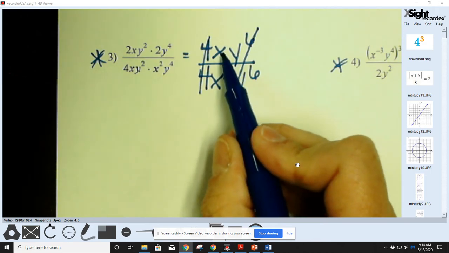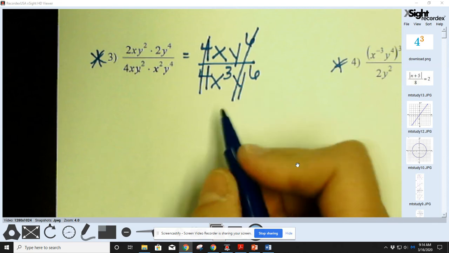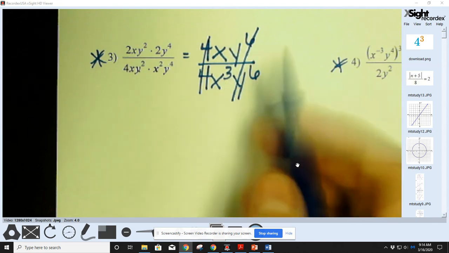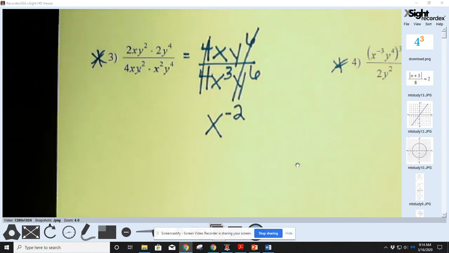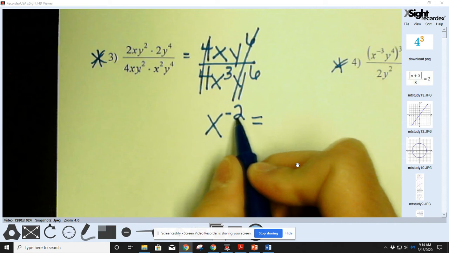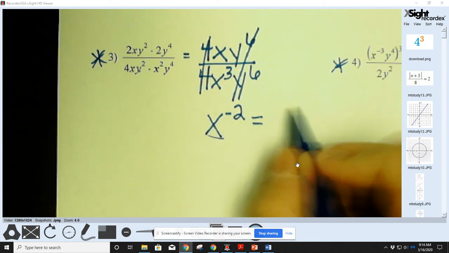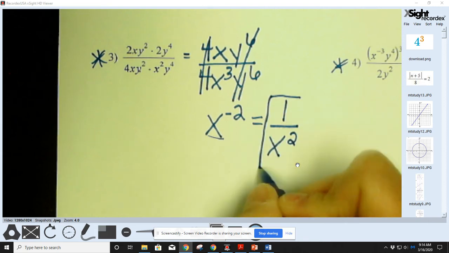So then all I have left is x and x to the third. I subtract the exponents. So 1 minus 3 gives me x to the negative second power. And we don't want to leave our exponent negative, so I'm going to move this to the denominator. So I would have 1 over x squared as my answer.